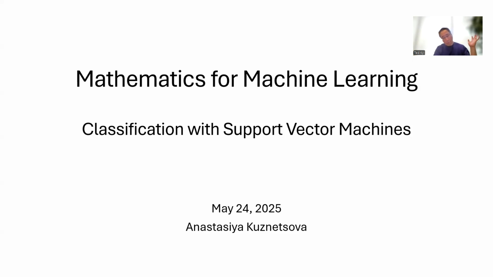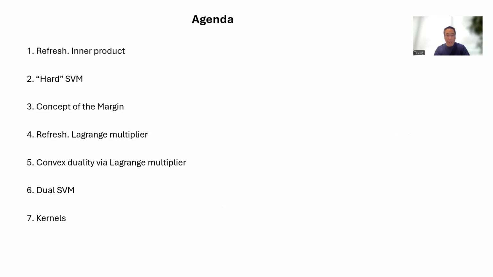So we did part one, which was all of this theory, and now we've got a handful of chapters on different use cases. And so today we're going to talk about classification and we're going to talk about support vector machines. So here's a brief agenda, what Anastasia outlined.